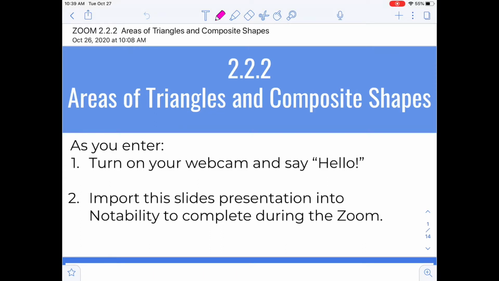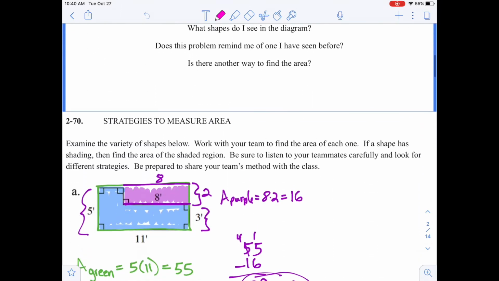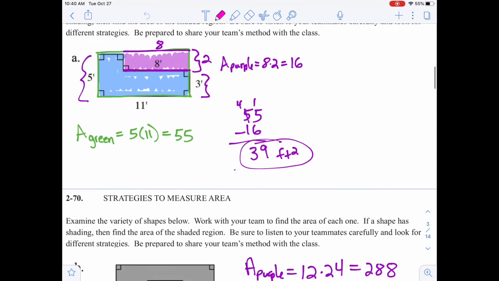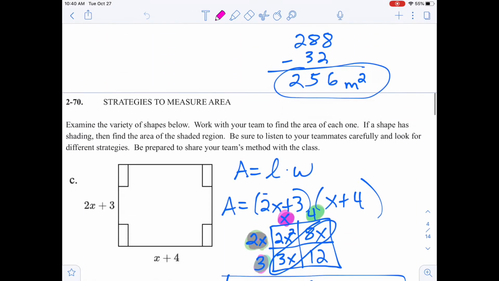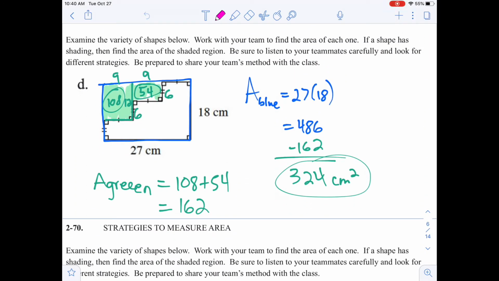Hi class, today I am going to make this video to finish off the notes for 222 about the areas of triangles and composite shapes. My first video from yesterday covered number 70, parts A, B, C, and D. If you haven't watched those, I would go back into Google Classroom and take a look at those.